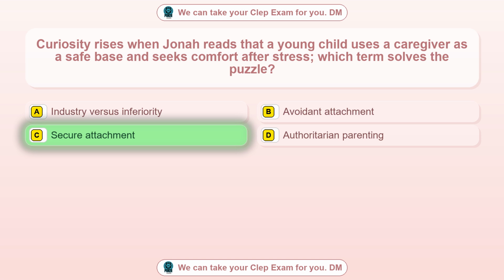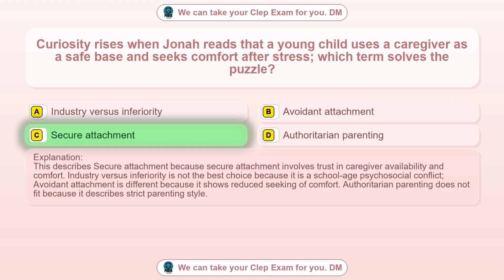Secure attachment. This describes secure attachment because secure attachment involves trust in caregiver availability and comfort. Industry versus inferiority is not the best choice because it is a school-age psychosocial conflict. Avoidant attachment is different because it shows reduced seeking of comfort. Authoritarian parenting does not fit because it describes strict parenting style.